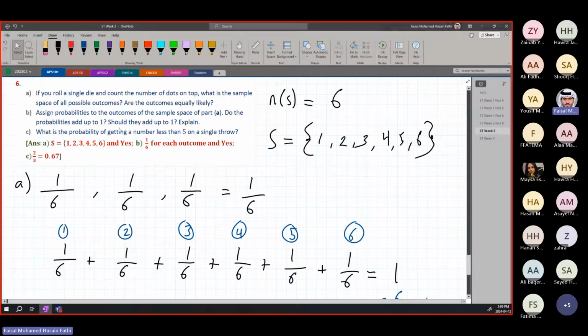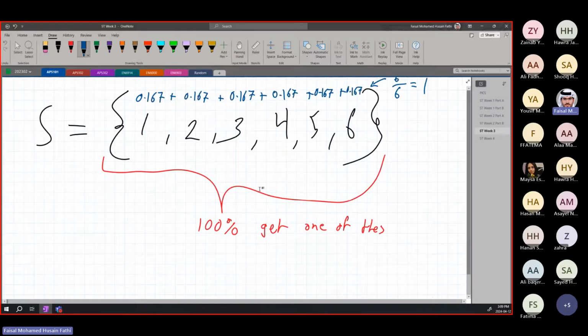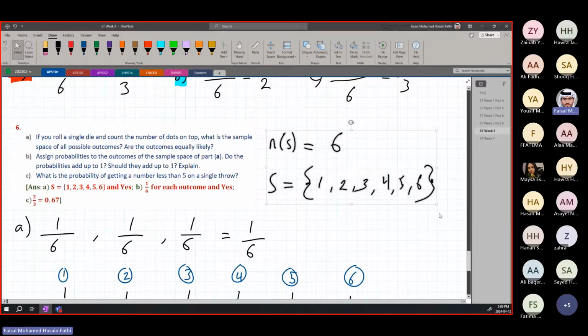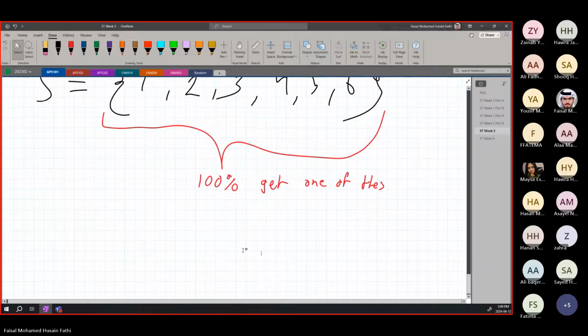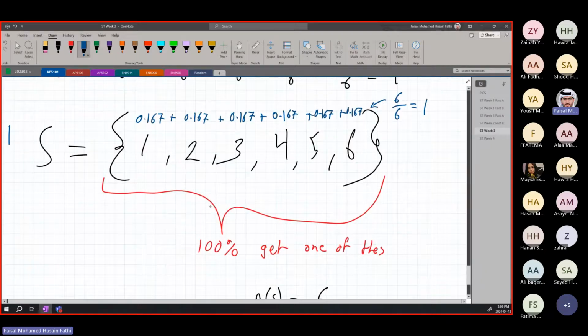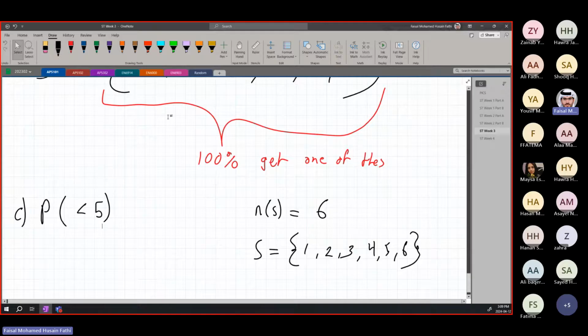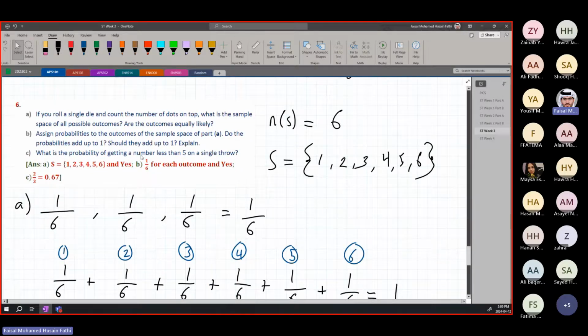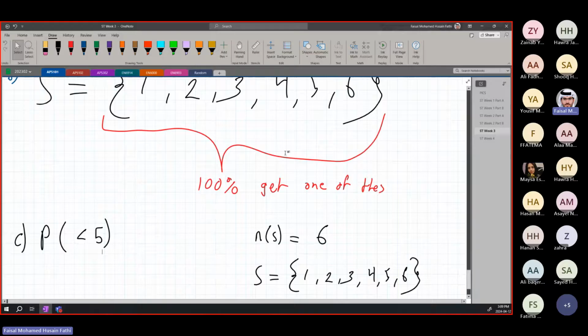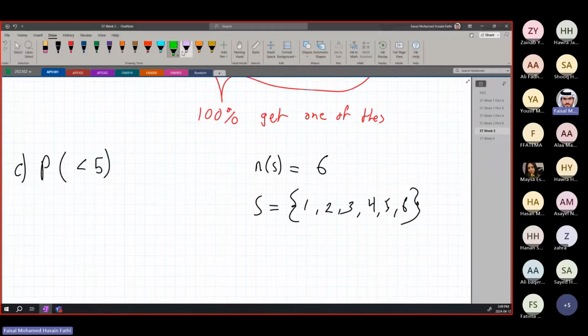All right? What is the probability of getting a number less than 5 on a single throw? Now, again, this is very straightforward, same sample space. Let's just take this down. So this was part B. Part C, so they want the probability of when the roll is less than 5. Remember, it says less than 5, not less than or equal to 5. So what numbers are less than 5? We're going to look at them each. So we have 1, we have 2, we have 3, and we have 4. So we have 4 numbers that are less than 5.